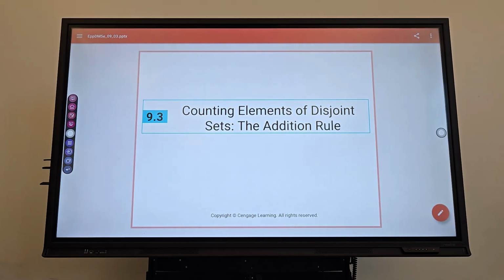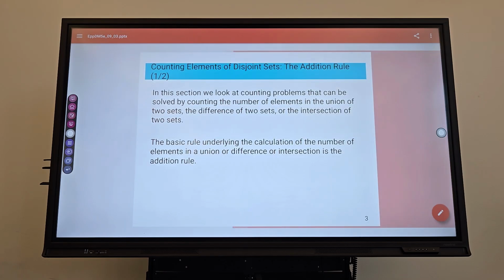Counting elements of disjoint sets, the addition rule. In this section, we look at counting problems that can be solved by counting the number of elements in the union of 2 sets, the difference of 2 sets, or the intersection of 2 sets. The basic rule underlying the calculation of the number of elements in a union or difference or intersection is the addition rule.